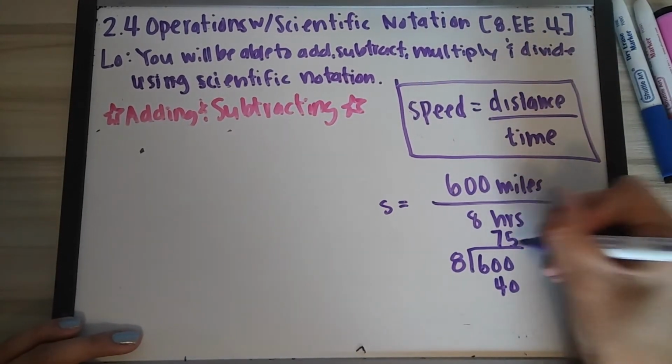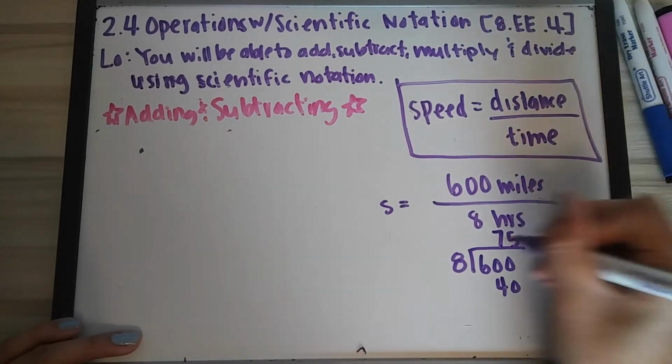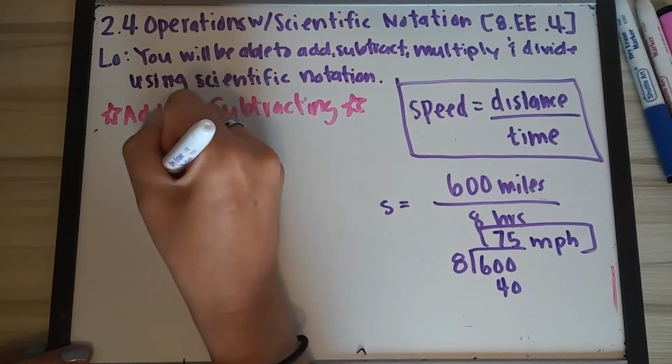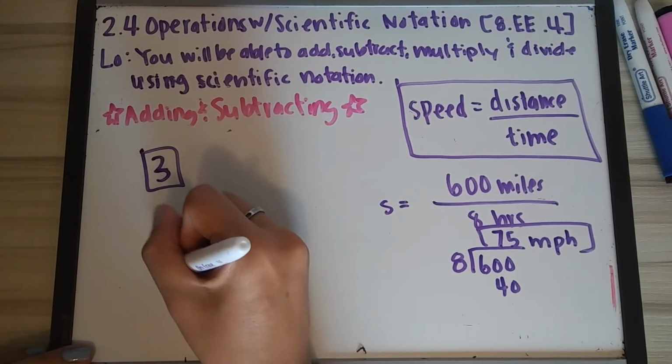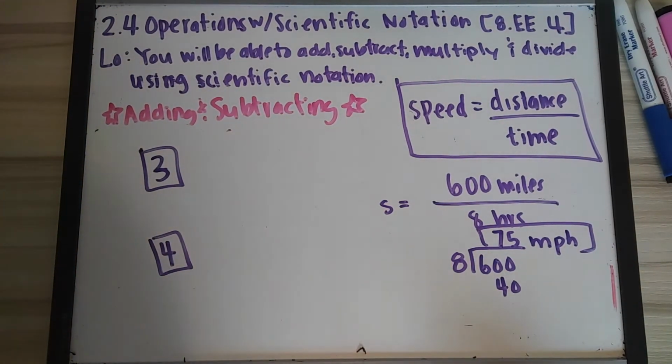So then I can say that my speed was 75 miles per hour, right? Okay, so let me give you 2 more problems for your homework. So that's going to be number 3 and number 4. And you guys, with addition and subtraction, it is the same thing that we did for addition. So make sure that you just follow those steps, okay?